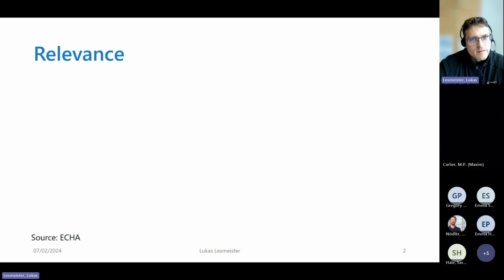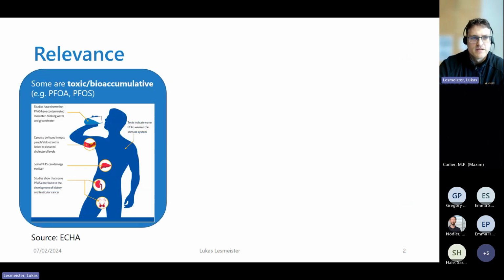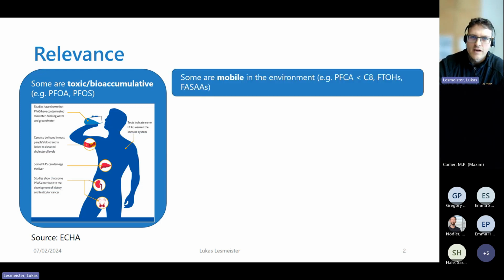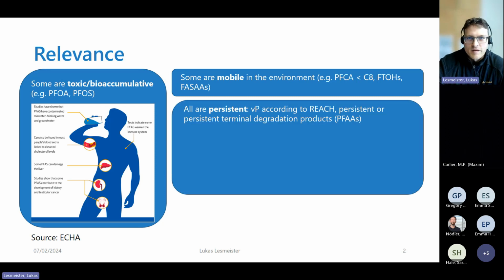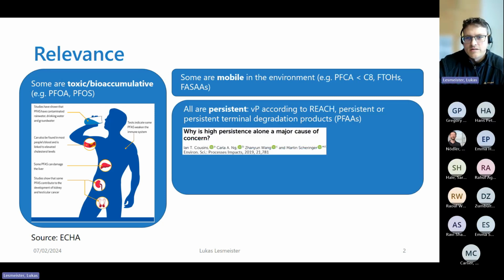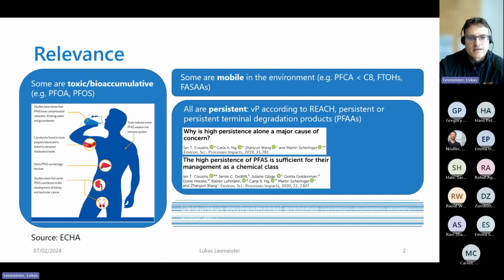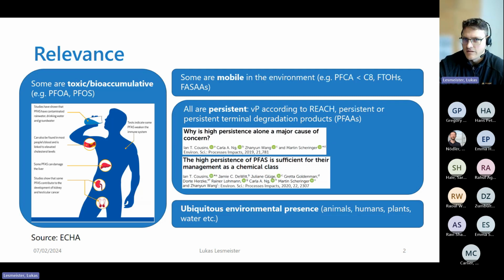So here's just a very brief reminder of the substances we're talking about. We have PFAS that are toxic and bioaccumulative. We know that some of them are mobile in the environment. All of them are basically persistent or degrade to persistent degradation products, and thus they enrich in different environmental compartments like animals, humans, plants, and water. And to reduce the release to the environment and to treat contaminated compartments, we need sufficient treatment methods.